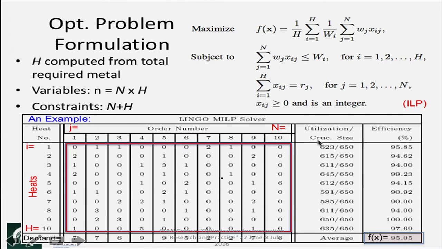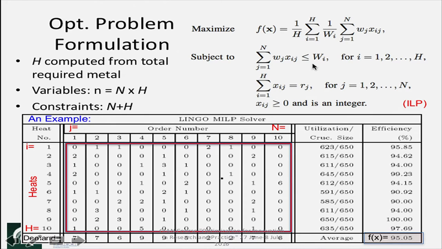One of the constraints is that this weight, which is WJ times XIJ, the total metal that you need to satisfy all these things, has to be less than 650, because you cannot take 655 kilos, right? But the algorithm doesn't know it, so you have to put it as a constraint. So we put this constraint, this has to be less than or equal to WI. And this has to be true for all the heats. So if you have 1,000 heats, there are 1,000 such constraints. Again, is it a linear or non-linear constraint? Linear constraints. The other kind of constraints are equality.